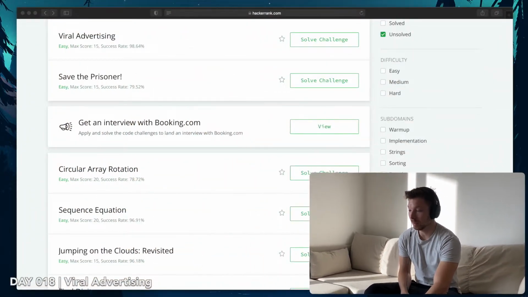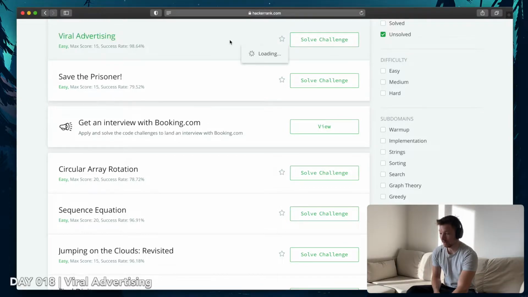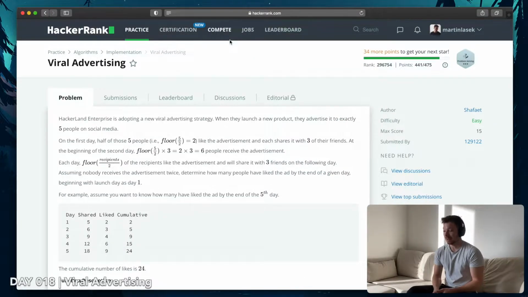Today's algorithm is viral advertising. Hackerland Enterprise is adopting a new viral advertising strategy. When they launch a new product, they advertise it to exactly 5 people on social media. On the first day, half of those people, rounded down (5 divided by 2), like the advertisement, and each shares it with 3 other friends.